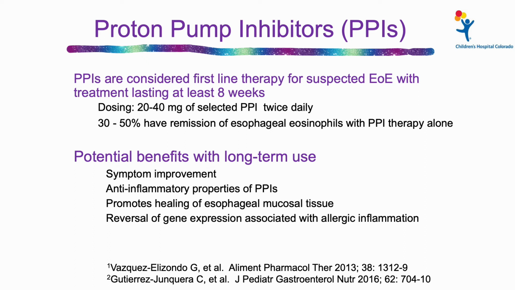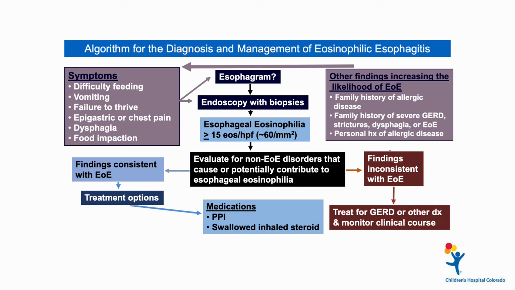And the potential benefits of long-term use are symptom improvement. There are anti-inflammatory properties of PPIs. It's more than just inhibiting acid secretion. It promotes healing of the esophageal mucosa and actually has been shown to reverse the gene expression associated with allergic inflammation. So these can be very helpful in some patients.